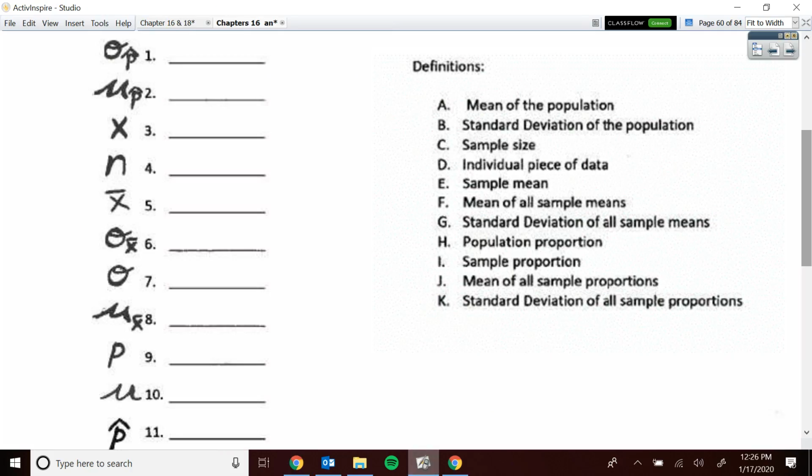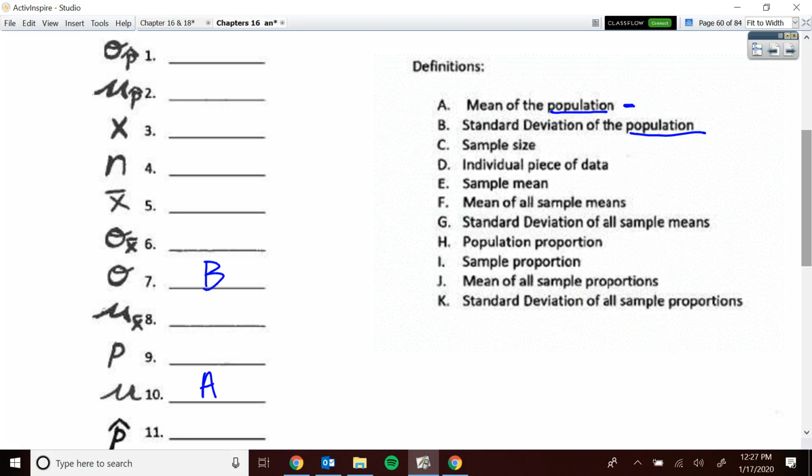All right, let's check here what you did. Actually, I like to do this one right here. I like to go this way. Mean of the population. What number does A go to? Mean of the population. Yep, right here. That regular old mu. Okay, standard deviation for the whole population. Where's that one? Okay, good.